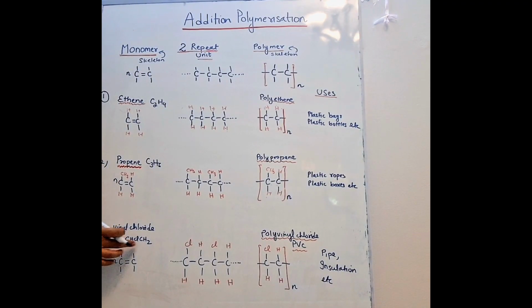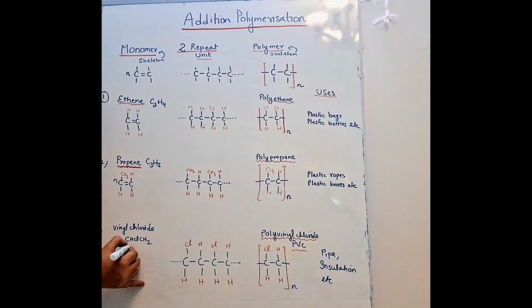Now you see this, in this structure there are 2 carbons. There are 2 hydrogen, so you will put 2 hydrogen here. And this carbon has 1 hydrogen and 1 Cl, so you will put Cl here and H here. So first you just copy down the skeleton, and then according to the formula, you see this, it has one chlorine, one hydrogen, and this carbon has two hydrogen. So you got the structure of the monomer for vinyl chloride.